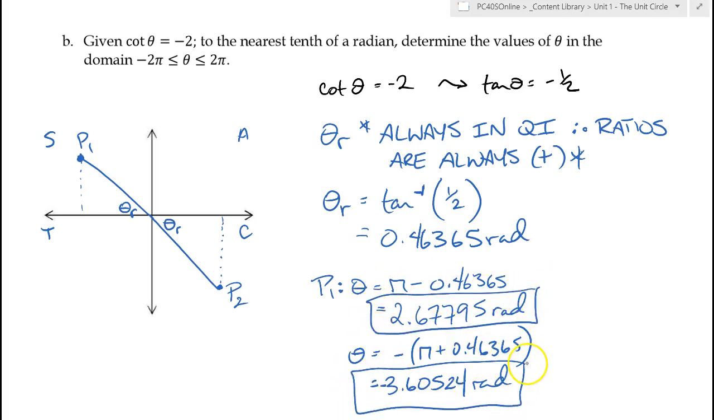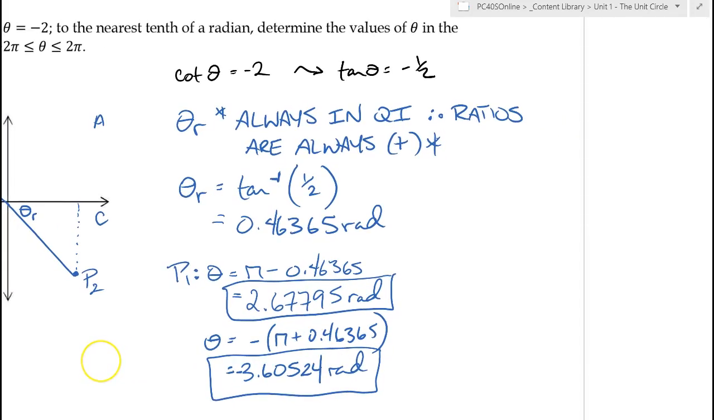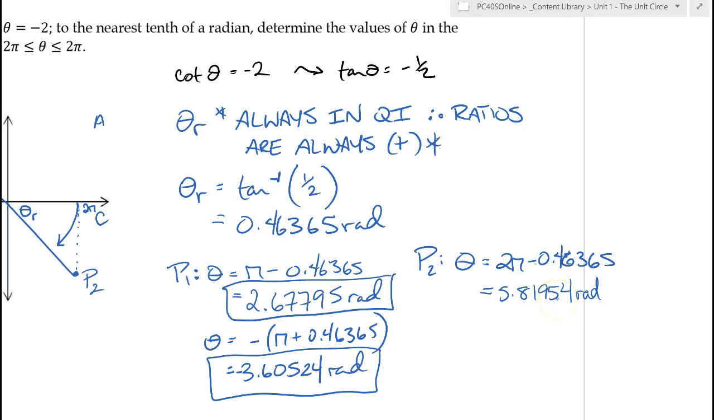But I can also have possible theta values for point 2. So I'm going to work over just to the right, point 2. I'm going to follow the exact same process, except I'm measuring from 2 pi and working my way downwards towards my terminal arm. So in this case, for my positive theta, I'm going to take 2 pi minus my reference angle, 0.46365. I'm going to solve for that. That gets me 5.81954 radians. So again, that's my positive value.